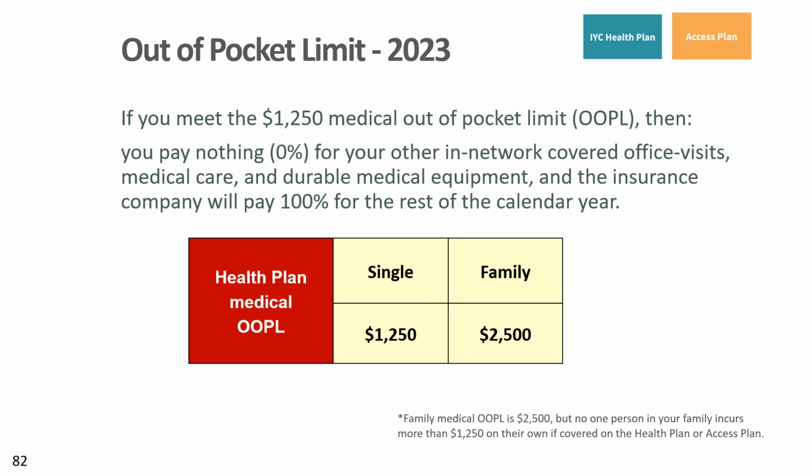When you consider your office visit copays and your coinsurance charges, if you've spent $1,250 on in-network covered medical care for the year, then you've met your out-of-pocket limit. That's $1,250 as the maximum you would pay for medical care for the year. And at that point, the insurance companies would take over the remaining in-network covered costs for you.